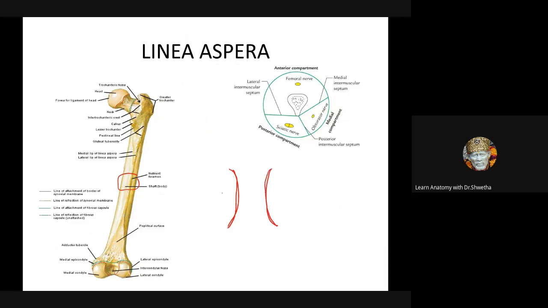What lip is this, students? Medial lip. What lip is this? Lateral lip. The medial lip continues above as what? Spiral line. Yeah, spiral line. The lateral lip continues as what? Gluteal tuberosity. Excellent. Now we have an intermediate area, right? I will tell you the attachment. This is a very important MCQ question.